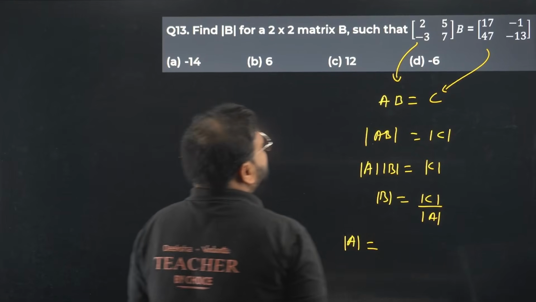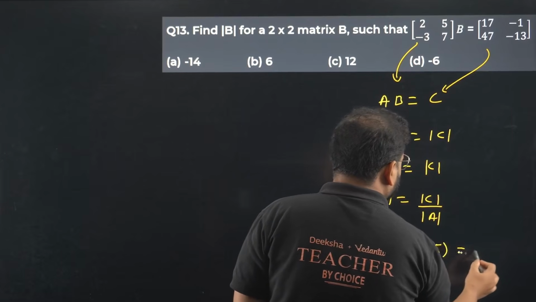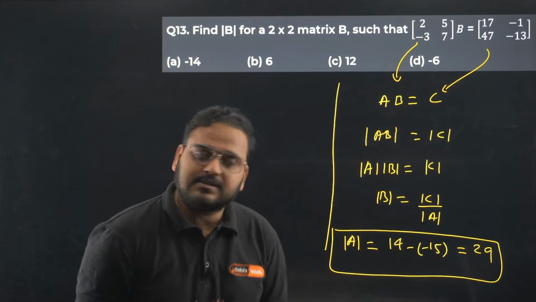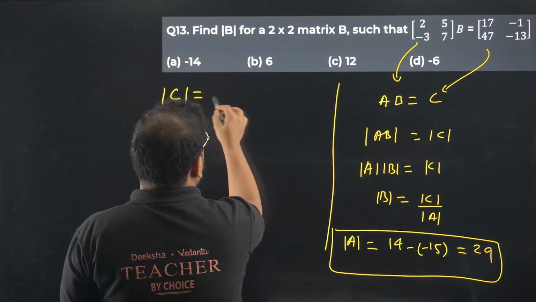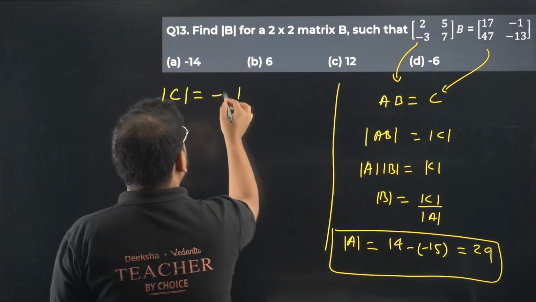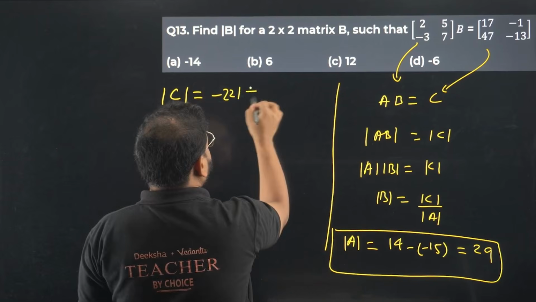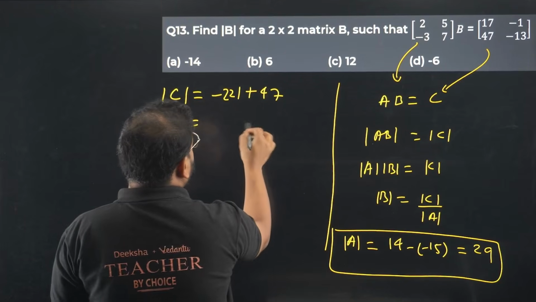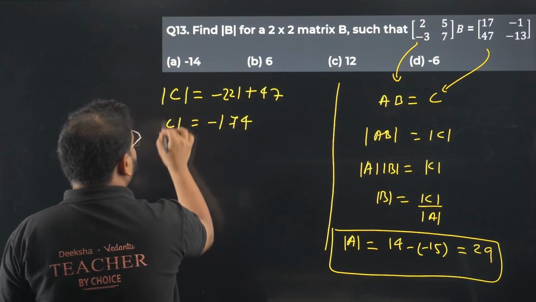Determinant of A is how much? 7 2s are 14, minus 15, and the answer is going to be 29. That's the determinant of A. Okay, now next step is to find determinant of C. So let's do it over here. We get 17 into minus 13, so minus 9. 13 7 is 91. Then minus 47, there is subtraction over here, so plus 47, you check the difference. The answer is minus 174, which is the determinant of C value.